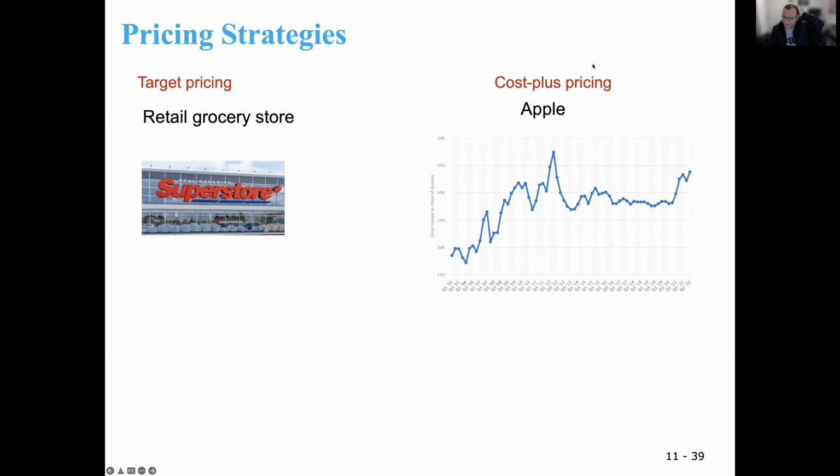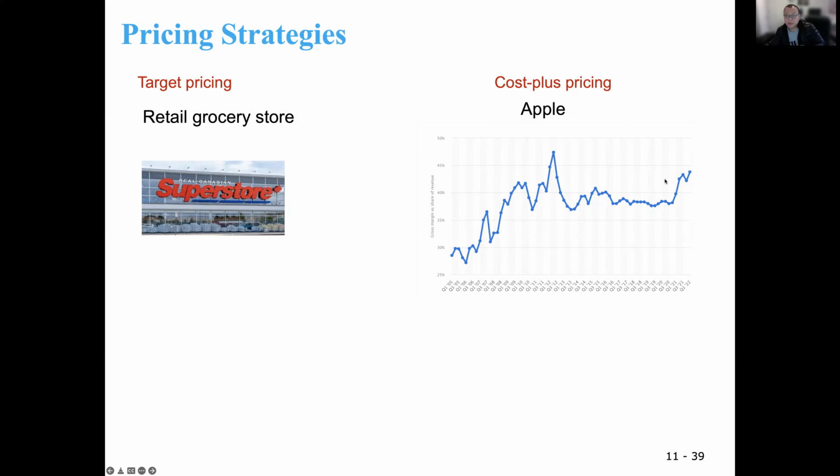It's interesting, I looked for information about Apple. You know what gross margin is, right? Revenue minus cost of goods sold equals gross margin. As a percentage, you can see that in 2021, the first quarter is close to 45%. So for every $100 of sales, the cost of goods sold is only 55. The other 45 is the gross margin.